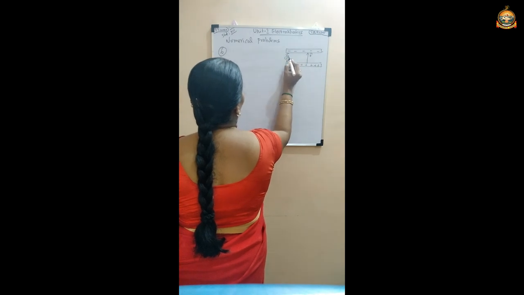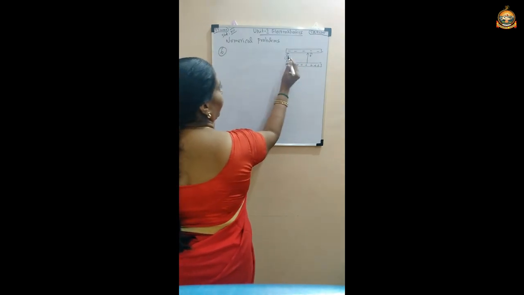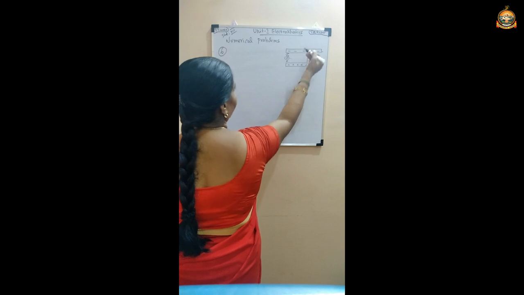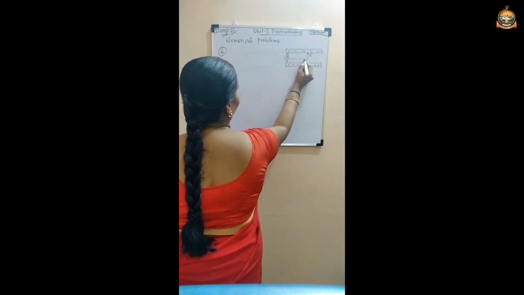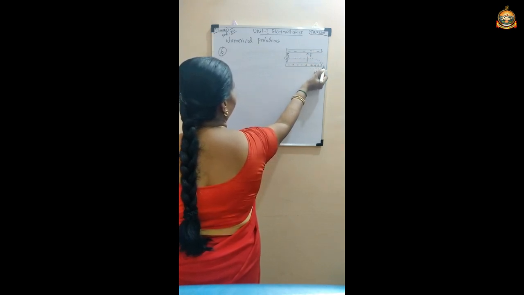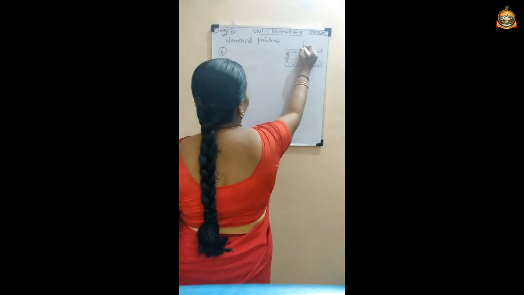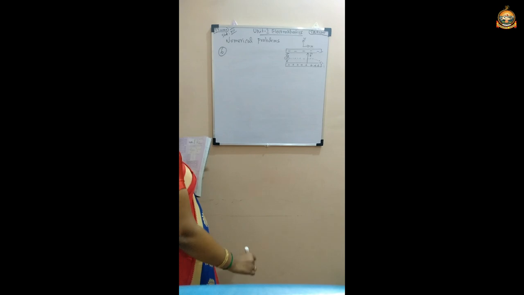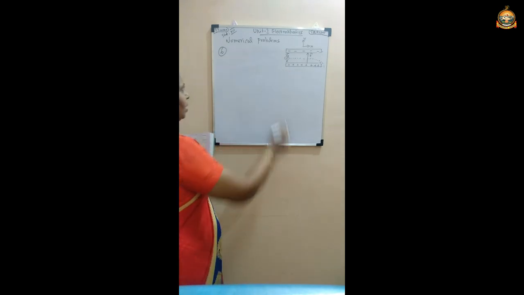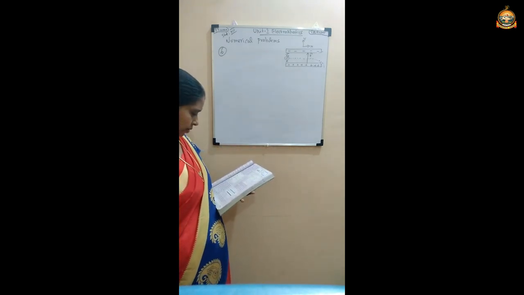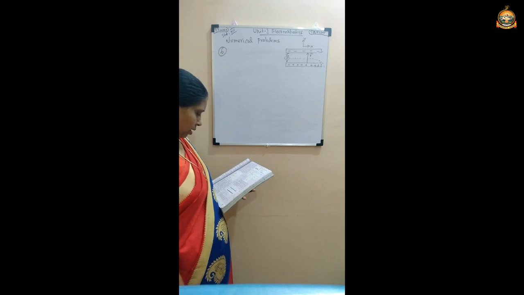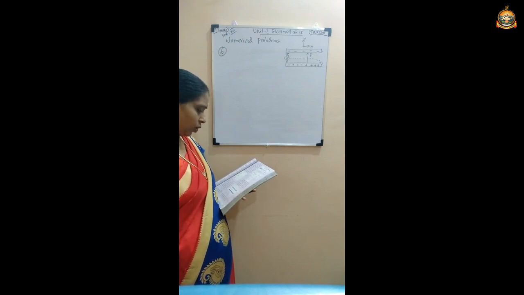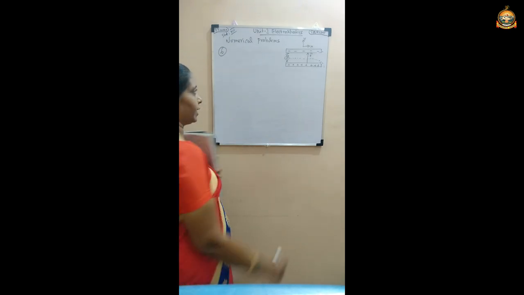It is moving, and on entering this field it is accelerated by the electric field. Therefore it moves in this direction. Let us assume that this is the x axis and this is the y axis. Now we have to find out what they have asked: ignoring gravity, obtain the electron's acceleration.